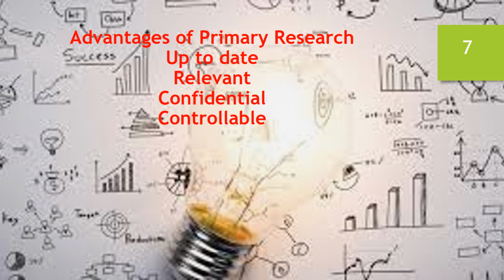Relevant. It is more relevant as a researcher collects data according to the objectives of the research. Confidential. It is more confidential as only the researcher has access to the data. Controllable. It is more controllable as the researcher can control the selected respondents and data collected.